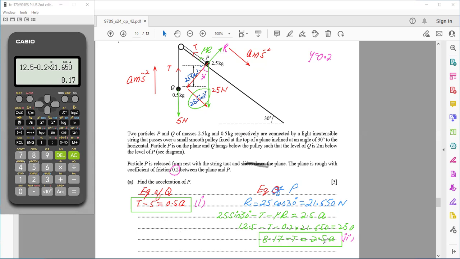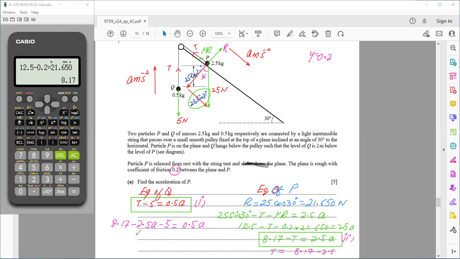What's the value of T? We find from here. T goes to the other side, so T is equal to 8.17 minus 2.5A. You have to substitute this value in equation number 1. So we get 8.17 minus 2.5A minus 5 is equal to 0.5A.